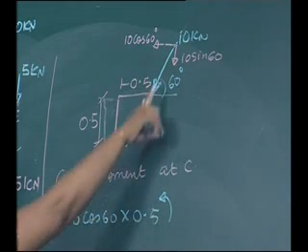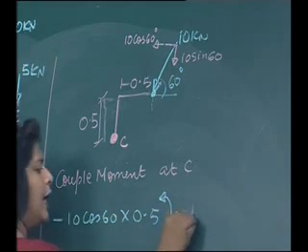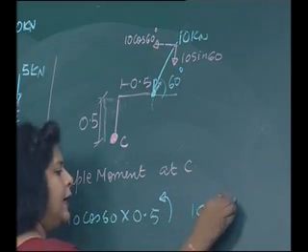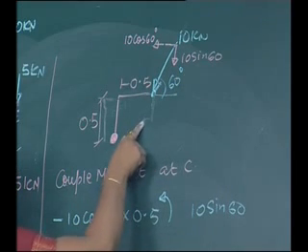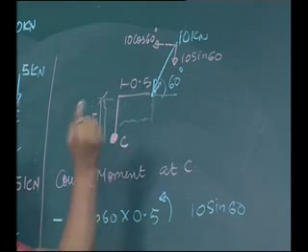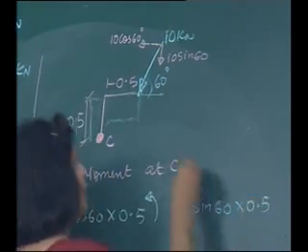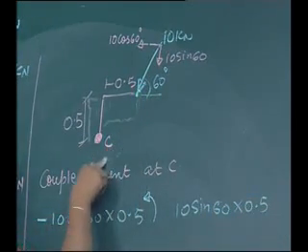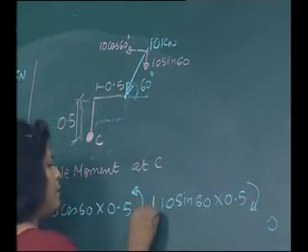Second is my 10 sin 60. 10 sin 60 will act over here, right. So, 10 sin 60, it is vertical. So, when it is vertical, what will be the perpendicular distance? Horizontal, and that is equal to how much? 0.5. How will it rotate? So, it will rotate in clockwise direction. So, it will be taken as plus.